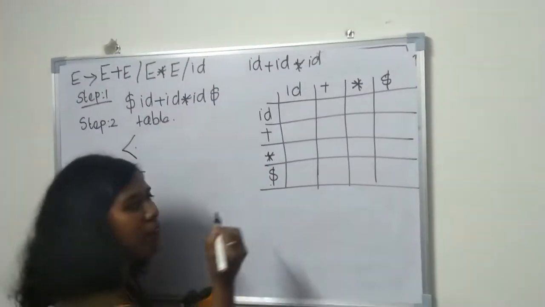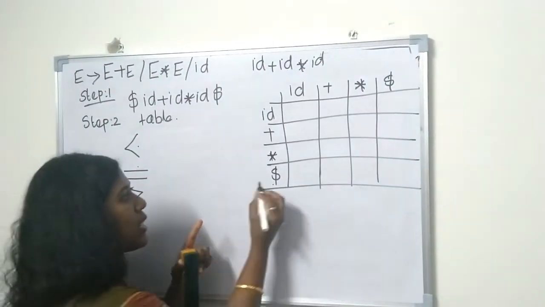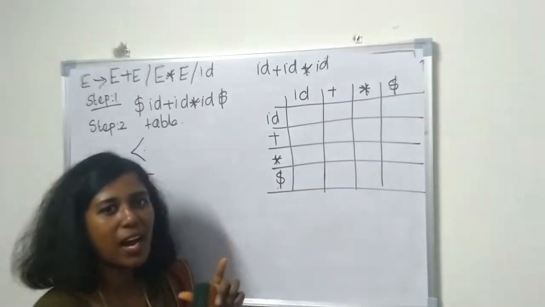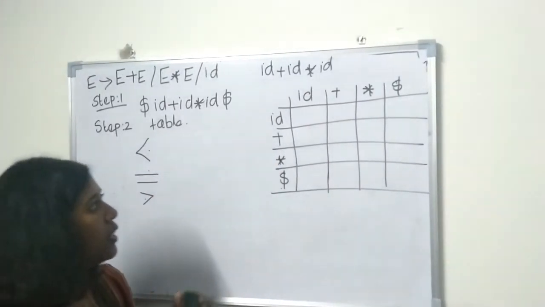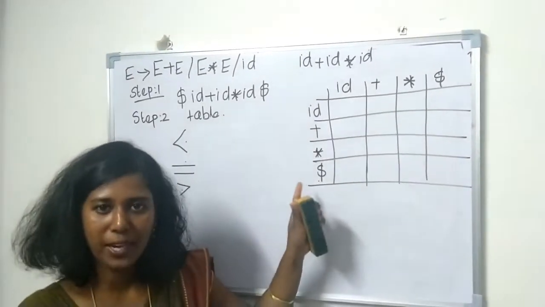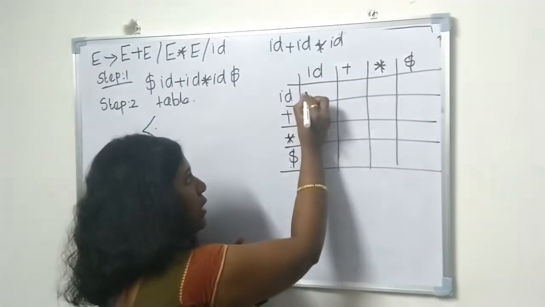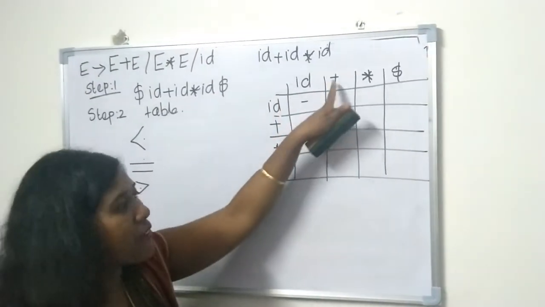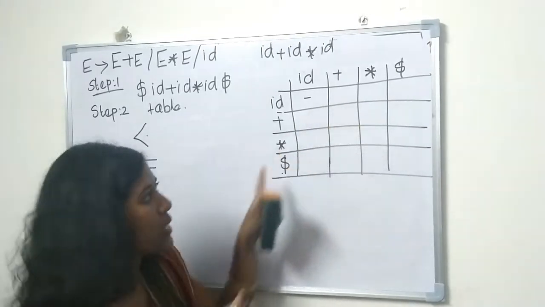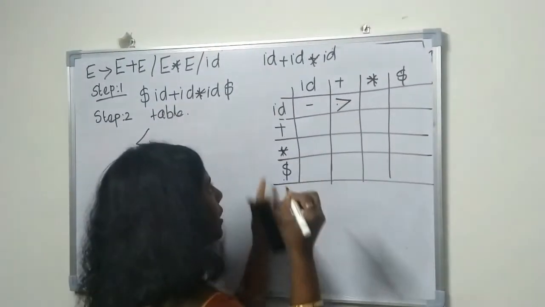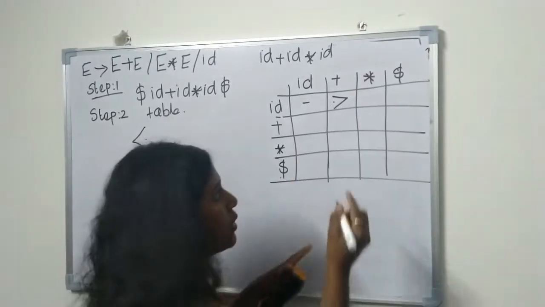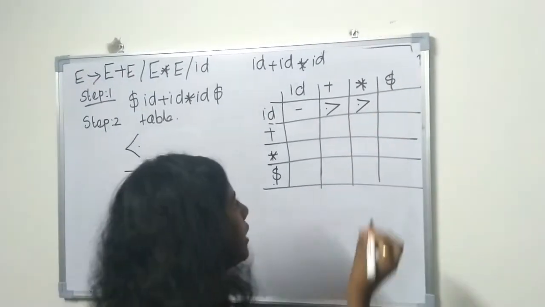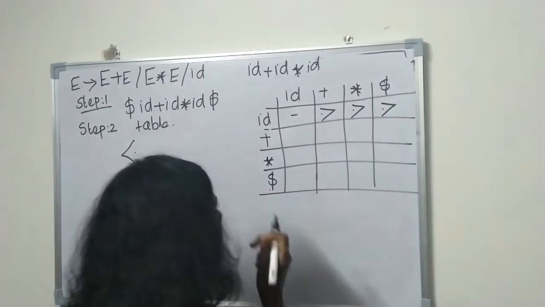Always dollar will have the lowest priority. The next highest priority is plus, the next is star, and ID is the highest priority. When we fill this table, keep in mind that ID and ID will not have any precedence, so I am writing a dash here. ID has higher priority than plus, so I am writing the greater than symbol. ID has higher priority than star, so I write greater than. And ID has higher priority than dollar, so I write greater than.